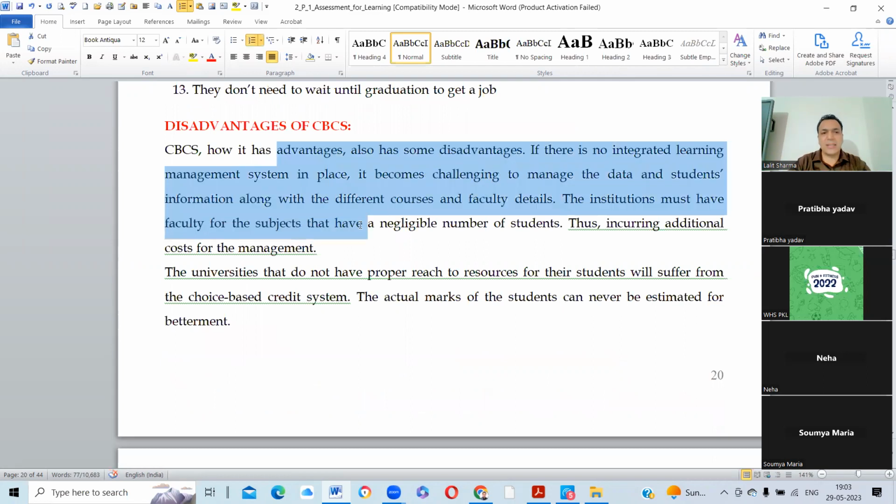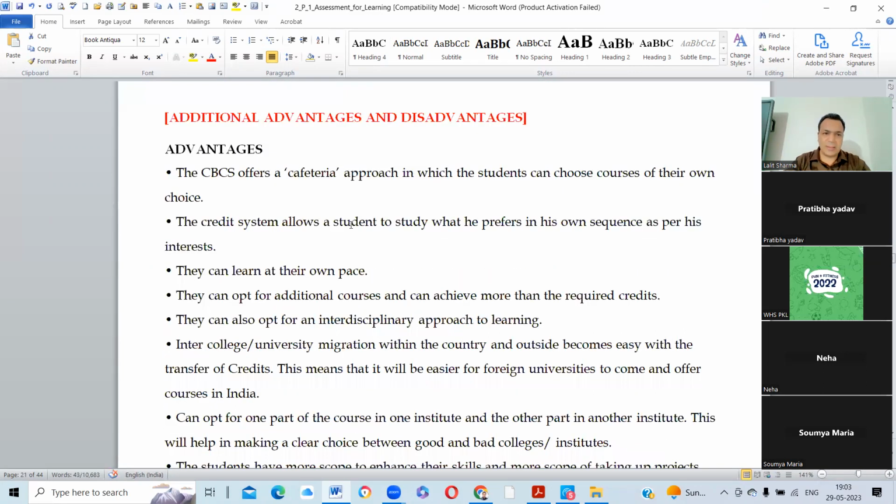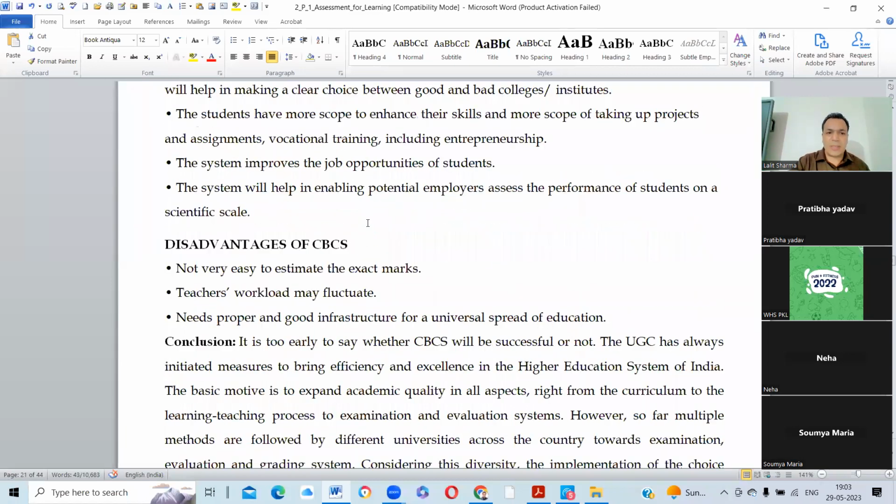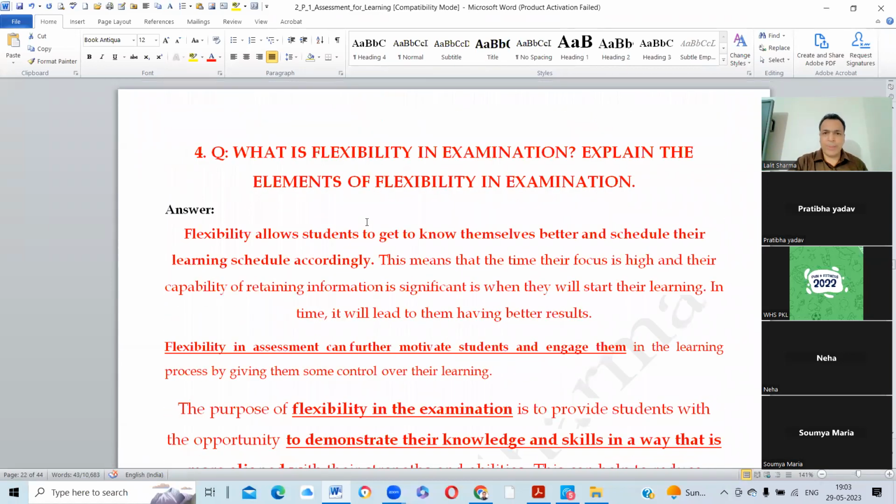And what are the disadvantages of credit based system? Additional advantages and disadvantages you can learn in the next pages also. Okay, yes, let's do the last question, the fourth one. What is flexibility in examination? Under the examination reform, what is the flexibility in examination? Explain the elements of flexibility in examination.